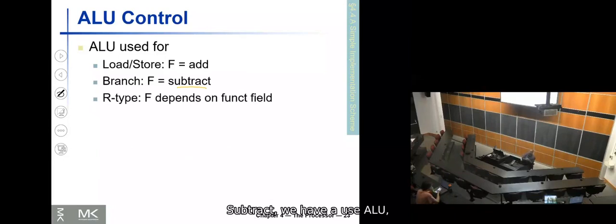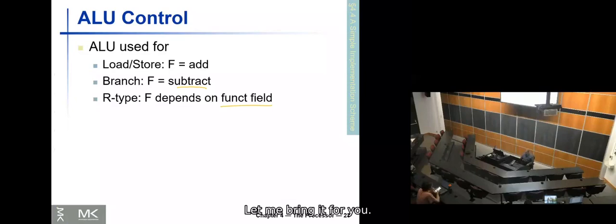We also use ALU for R-type, the most obvious operation of ALU. Two registers come in, some operation is done on them, add, subtract, and, or, and the result will be written back. Again, it depends on the function field, because in our format, if you remember, the opcode was 0. The function code shows which function, add or subtract, should be done.